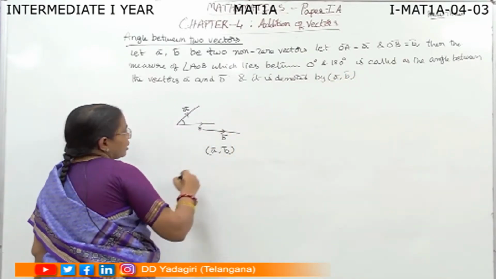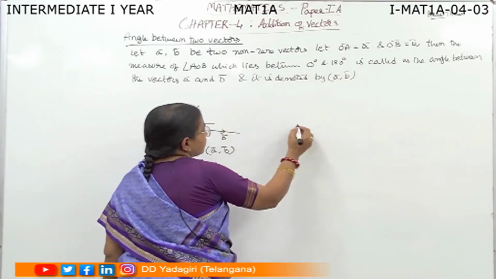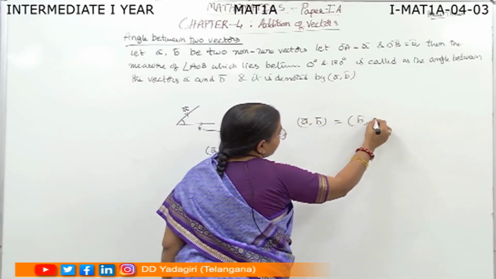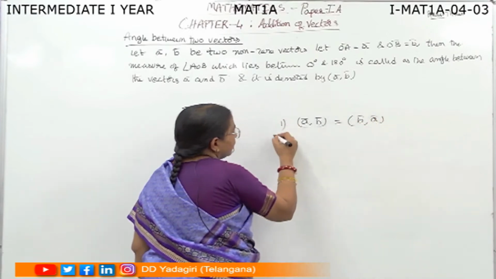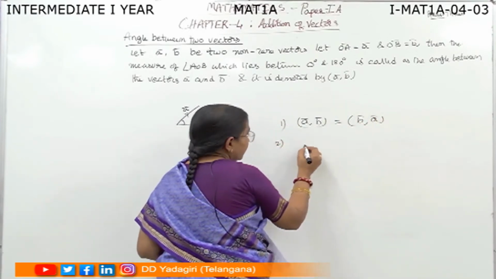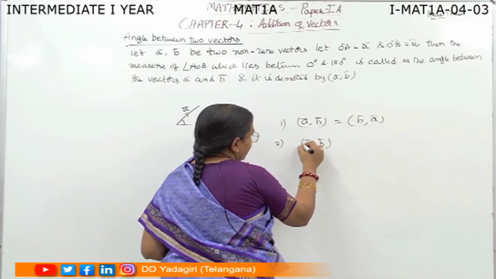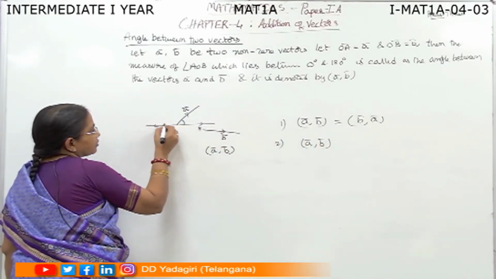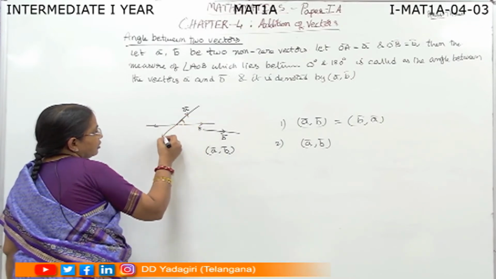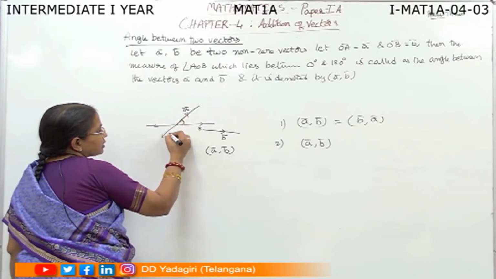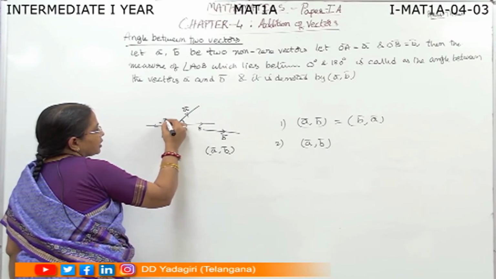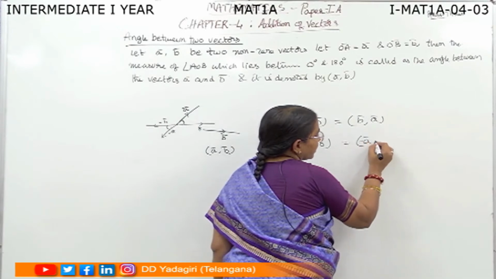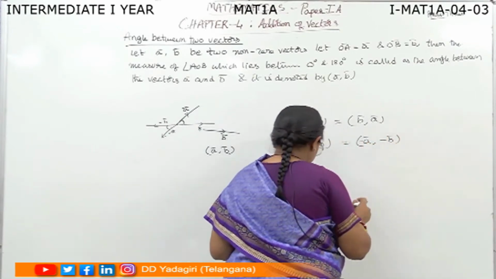Okay. Now we have the properties. Angle between AB is the same as the angle between BA. Next property: minus B will be in this opposite direction, minus A will be in this direction. The angle between A and B is the same as the angle between minus A and minus B.